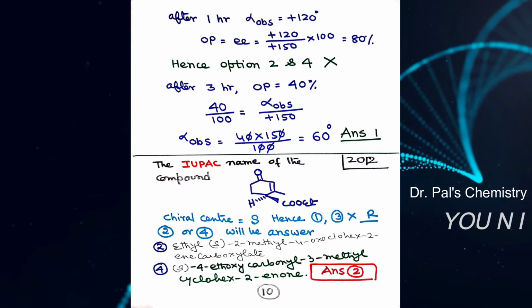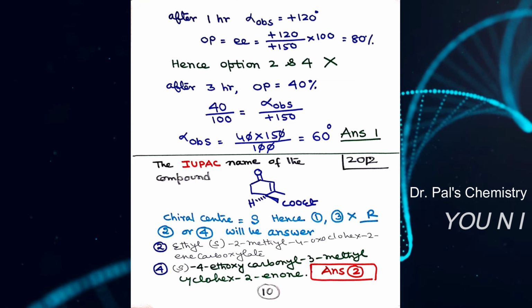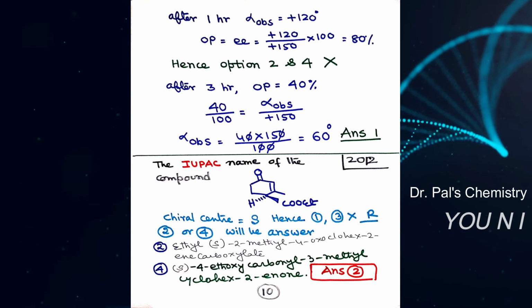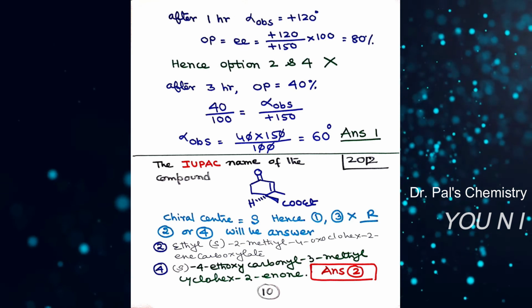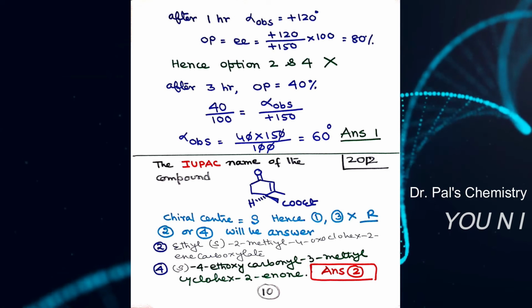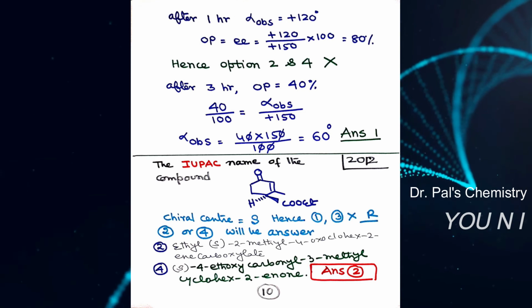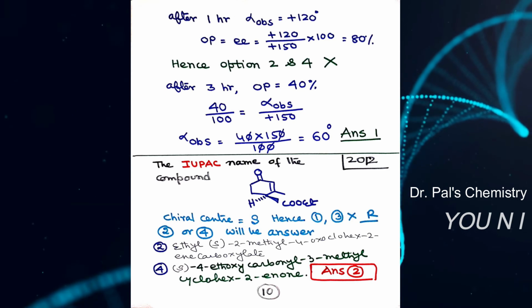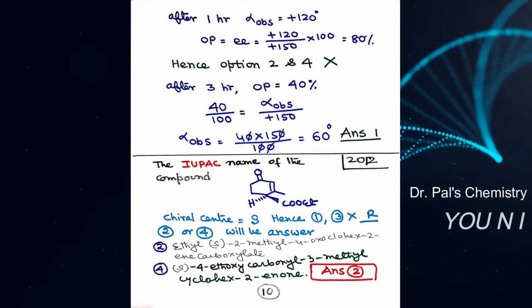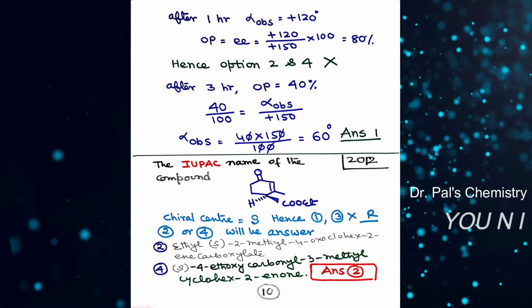The R absolute configuration is given in option 1 and option 3, so they will not be the answer. The answer will be either option 2 or option 4, because in those cases the chiral center absolute configuration is given as S. Now this compound is a bifunctional compound, means it has the ester and C double bond O. In between these two, according to IUPAC nomenclature, ester will be the main functional group, and the C double bond O will come as a prefix, ester will come as a suffix. That is only available in option 2, not in option 4. So therefore our final answer will be option 2.